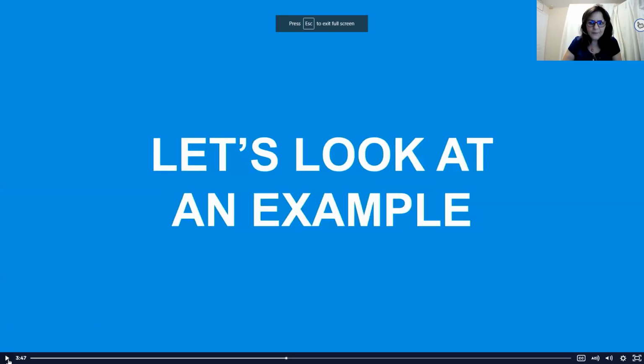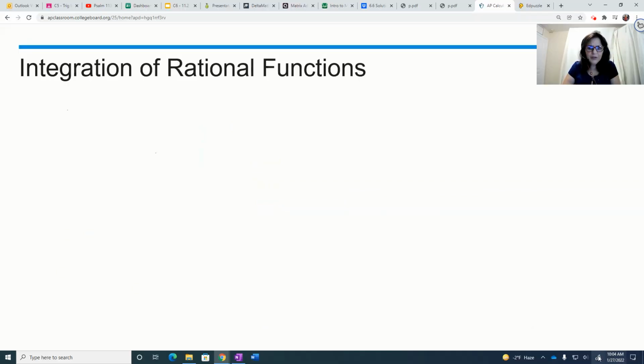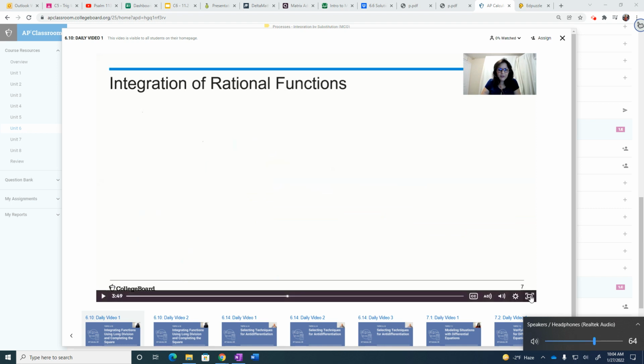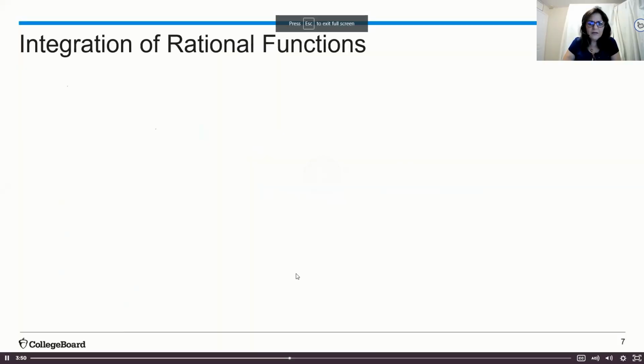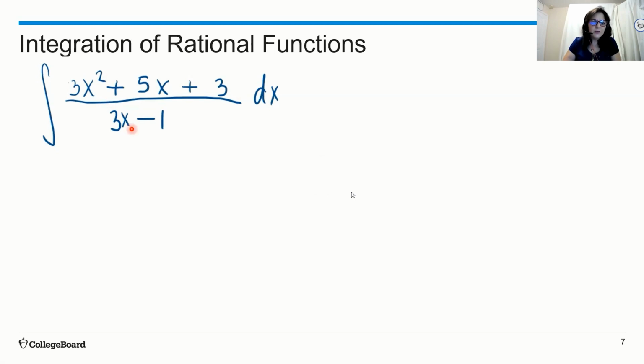So this example here, you can see how fast she goes too, but I'm going to stop and watch her do this problem. If you want to add this to your own notes, you can, or you can just follow along and watch. Given an antiderivative of 3x squared plus 5x plus 3, notice the degree of the top is 2. So what we're going to be doing is integrating rational functions.